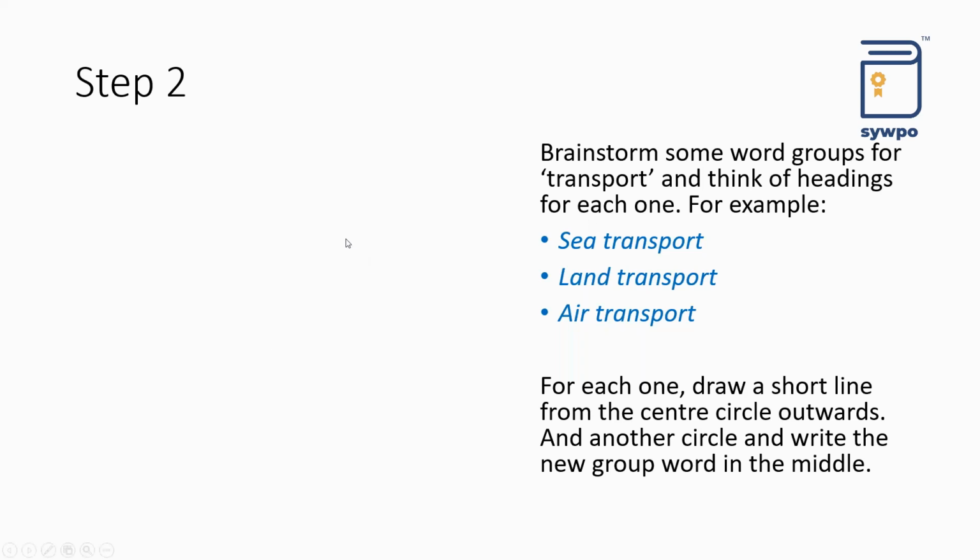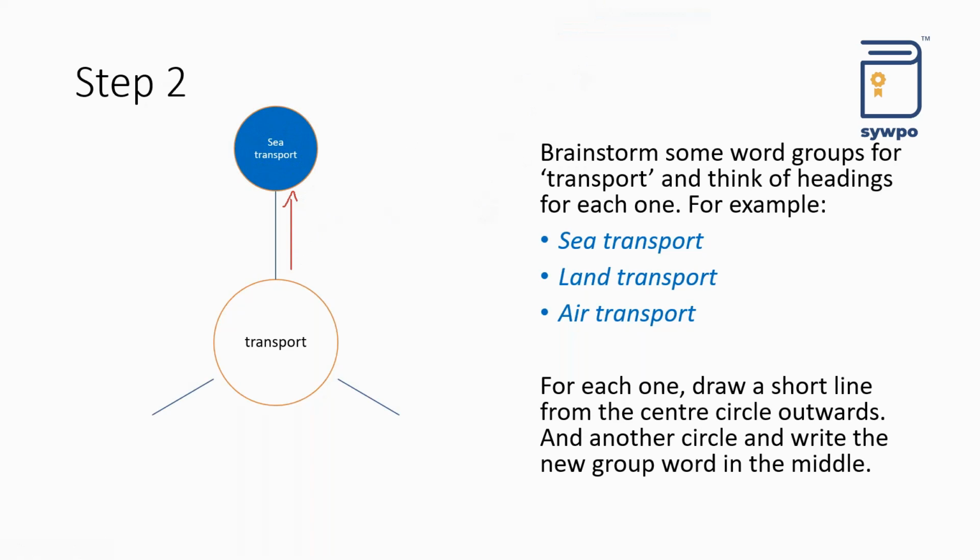I'll show you right here. So here we are. I wrote the transport word in the center, and I think sea transport, land transport, and air transport are related to transport. These are types of transport. So I'm going to draw lines outward from the center. You see, they are going away from the center. And then you draw a bubble or circle for each line that you have drawn, and then you write the words or phrases that you have written related to the topic.